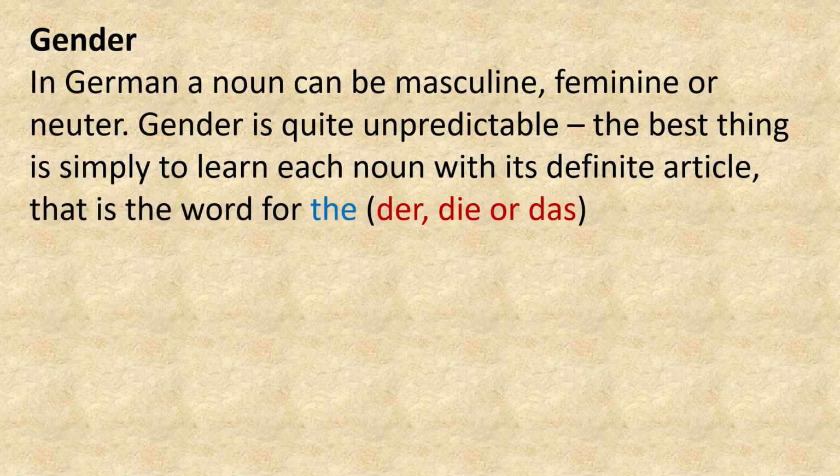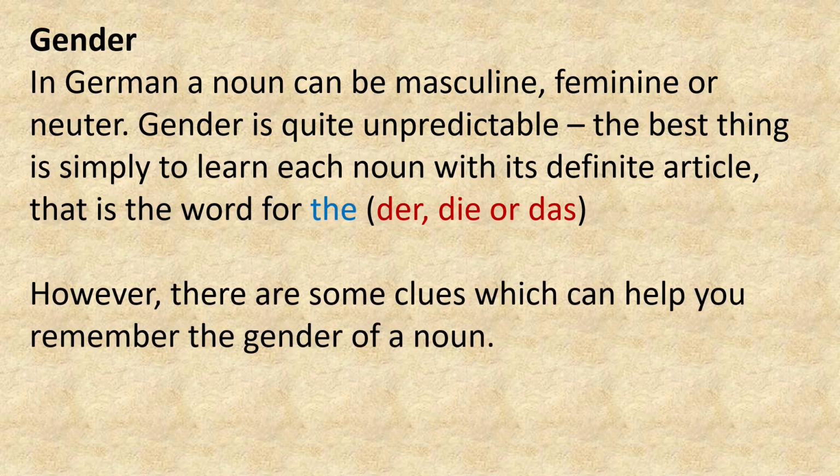In German, a noun can be masculine, feminine, or neuter, and gender is quite unpredictable. The best thing is simply to learn each noun with its definite article. That is the word for "the" in English: der, die, or das in German. However, there are some clues which can help you remember the gender of a noun. Let us see it.